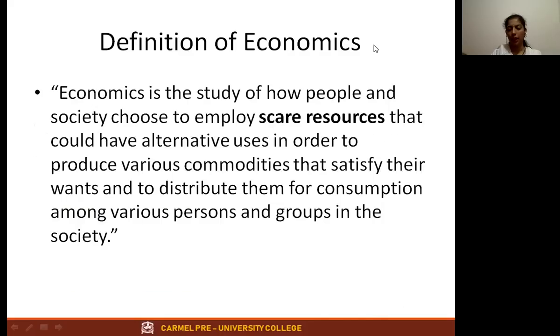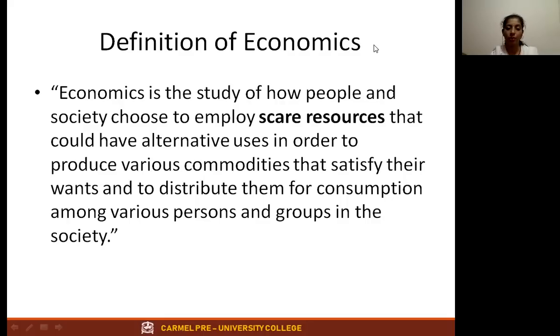In general, we define economics as the study of how people and society choose to employ scarce resources. What are scarce resources? You know what resources are. Without resources, we cannot produce anything. Resources are nothing but the raw materials. So economics is the study of how people as well as society choose to employ scarce resources.